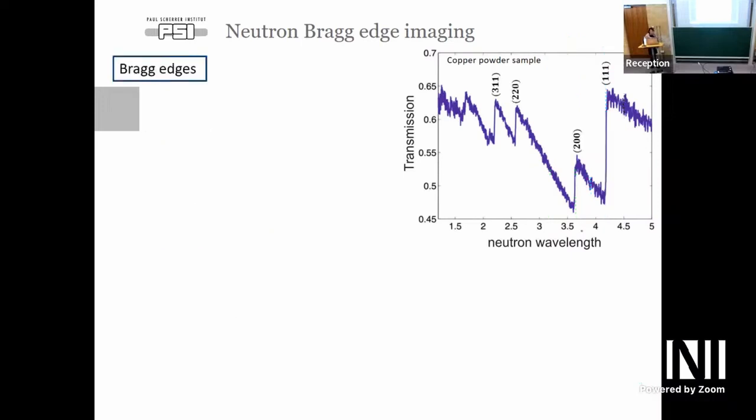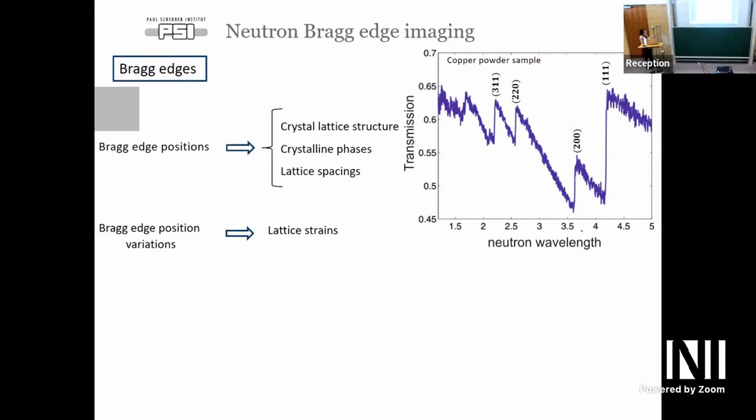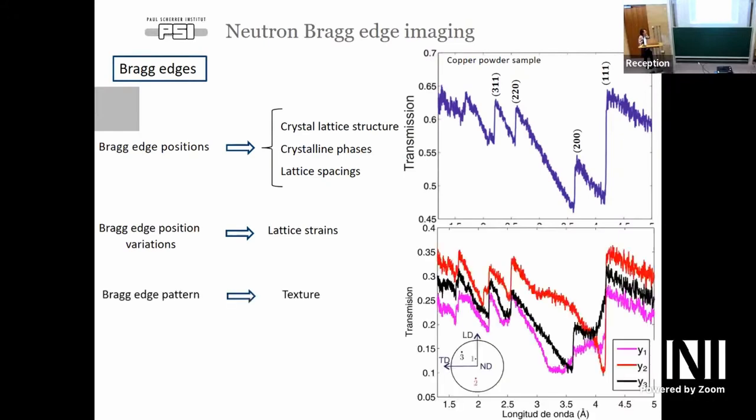That's the point. So as you can see here, if we have different Bragg edges and we have no idea about our sample, we can infer the crystal structure. We can also perform crystallographic phase analysis because we can have different crystalline phases there. By looking at the position of this edge, we can also get information about lattice spacing. If we can measure how these edges change, we can analyze strains, as in crystallographic reconstruction.